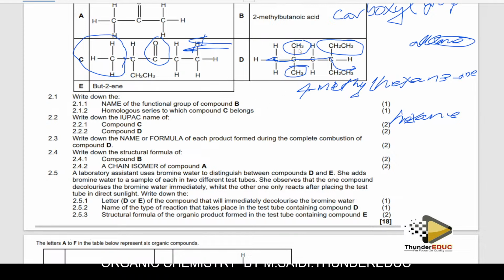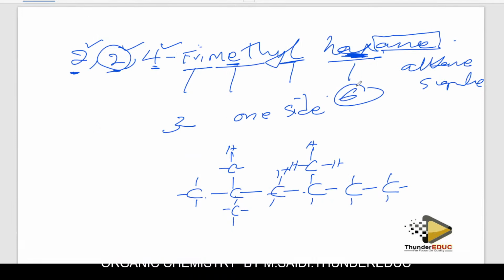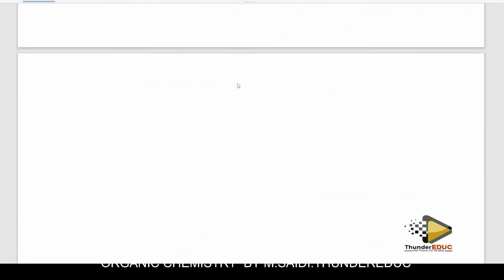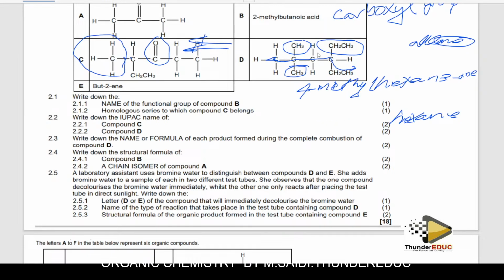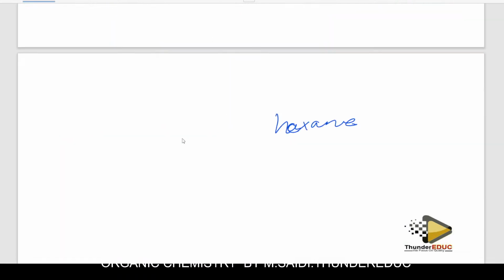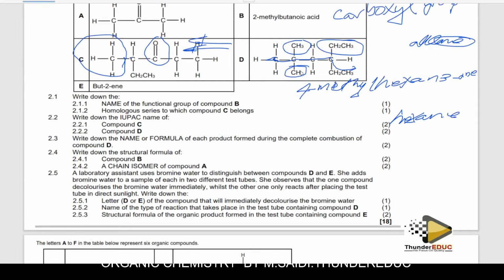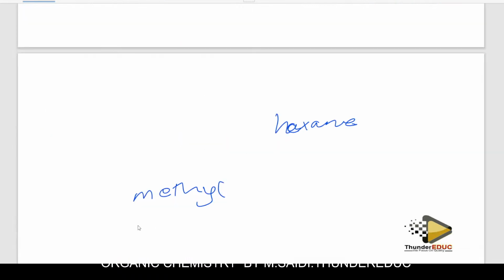Now we're going to do the same method. The longest chain is hexane: hex, and then I add -ane, which means alkane. But I have the first side group and the second side group. The first side group is meth, so let me write here meth. Because it is a side group, I add -yl. The second side group is still meth. I say meth, I add -yl.